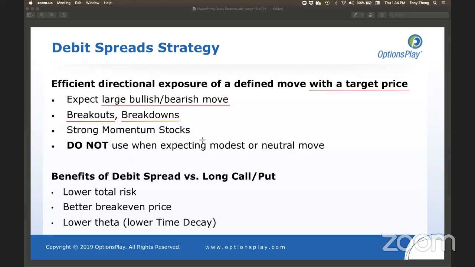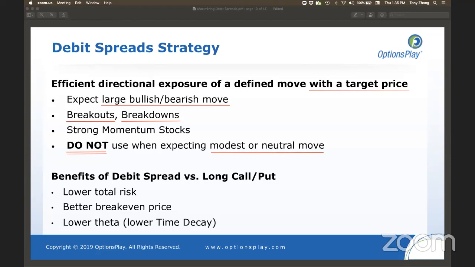But lastly, it's really important to understand that this is a strategy you do not want to use when you expect a modest or neutral move. And I have a slide on the next slide, which is more visual, that helps you understand the difference between when you should use a debit spread and when you should not.